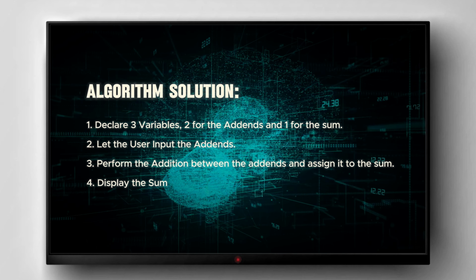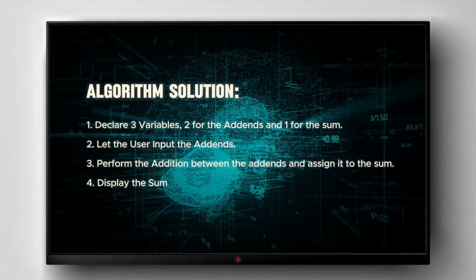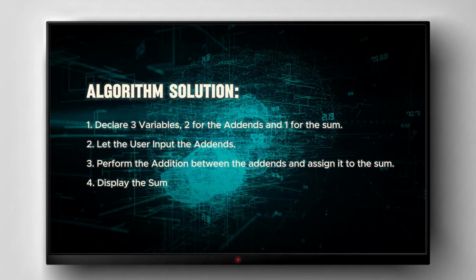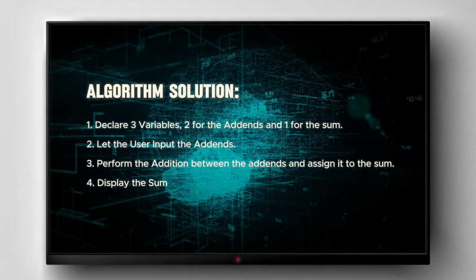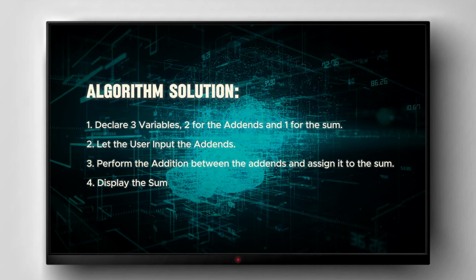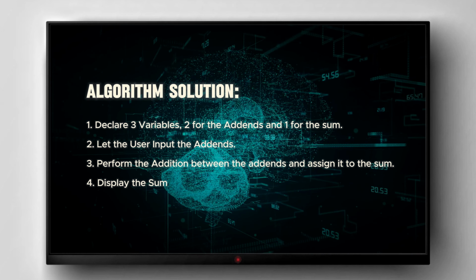In this given example, the first step is to declare variables. The algorithm starts by declaring three variables. The two variables are for holding the numbers that the user will input, and the third variable is for holding the result of adding these numbers.